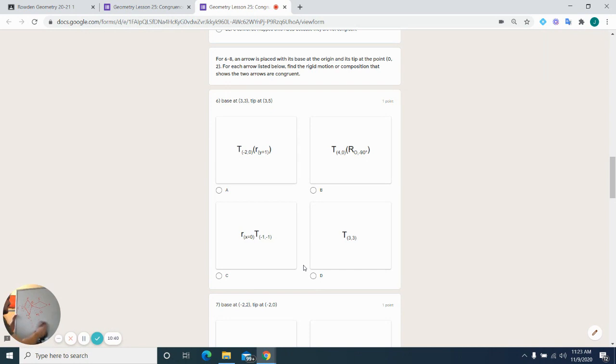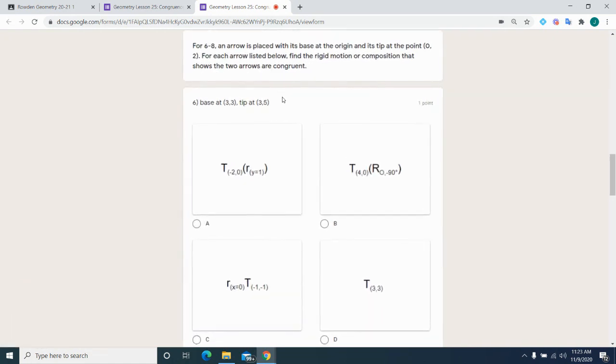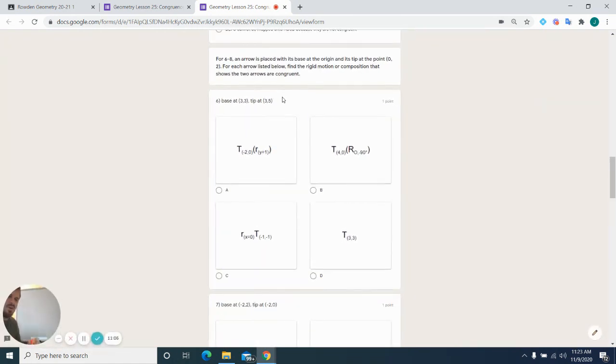All right, 6 through 8. For this, I think it will help definitely to draw what we're dealing with. For 6 through 8, an arrow is placed with its base at the origin and its tip at the point 0, 2. For each arrow listed below, find the rigid motion or composition that shows the two arrows are congruent. So let's make a base at 3, 3. So we start off with an arrow with the base at the origin and the tip at 0, 2.